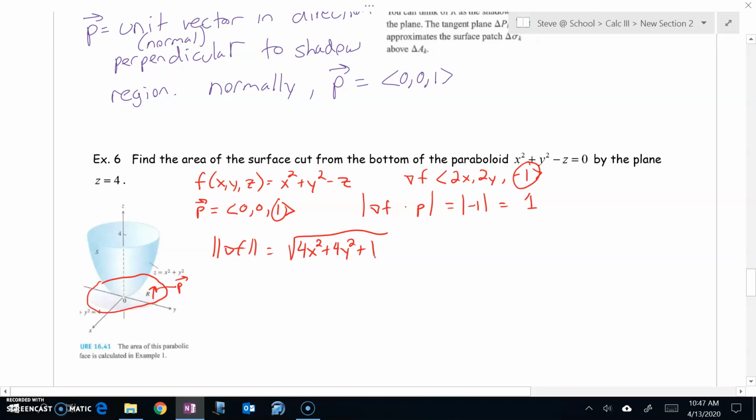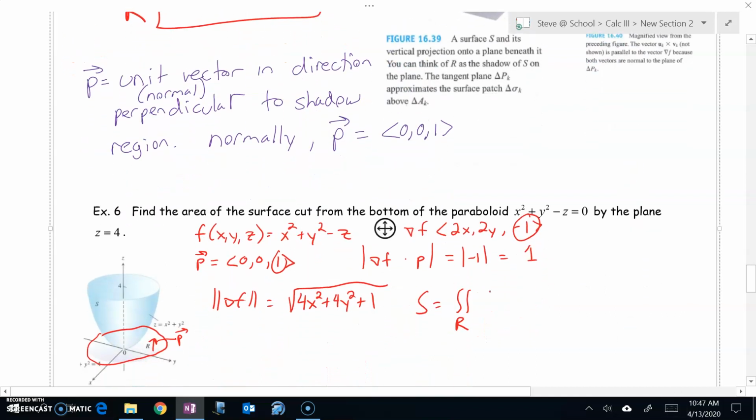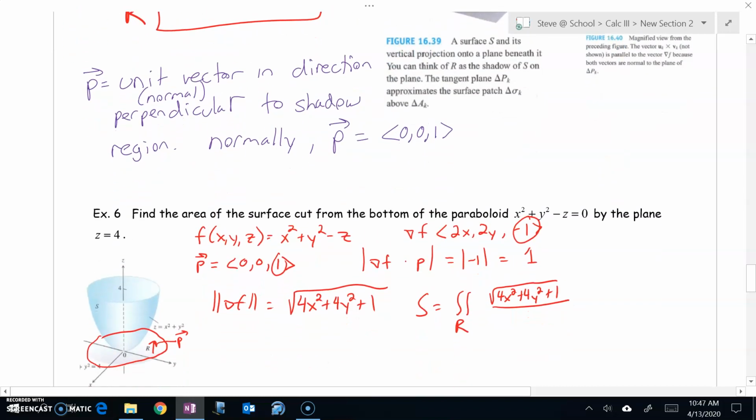Okay, now I'm going to set up my surface area equation with everything I know. The surface area is going to be the double integral over that shadow region of, if I look back at my formula, the magnitude of the gradient of f, which is the square root of 4x squared plus 4y squared plus 1, divided by the value we got when we dotted p with the gradient of f, which is 1, and then it's dA, the area element, which is dx dy in this case.